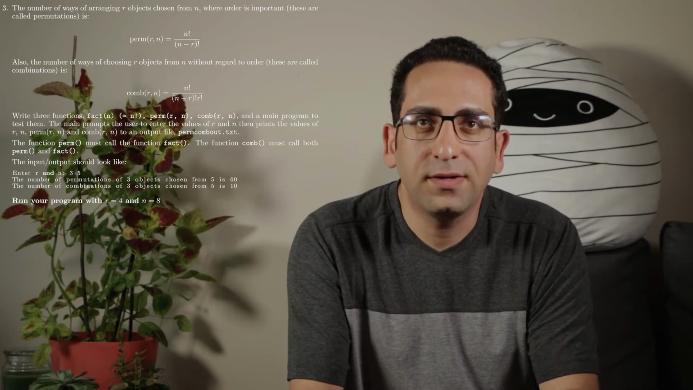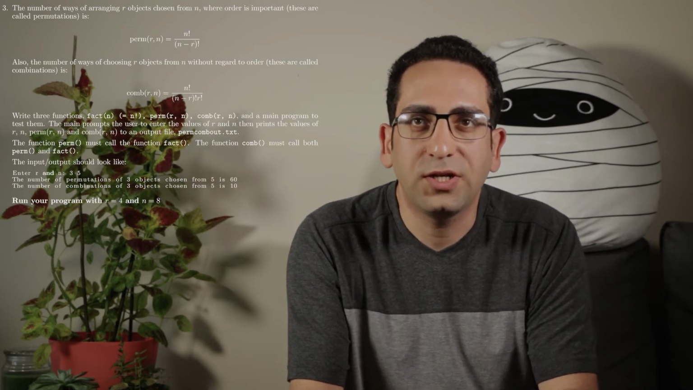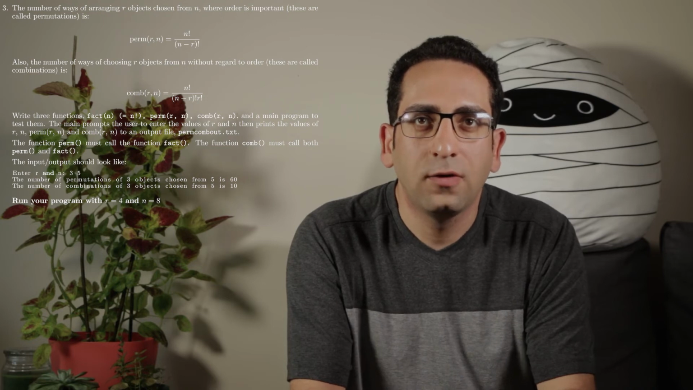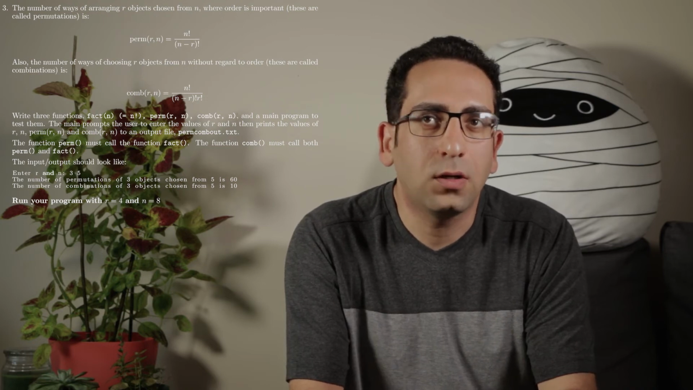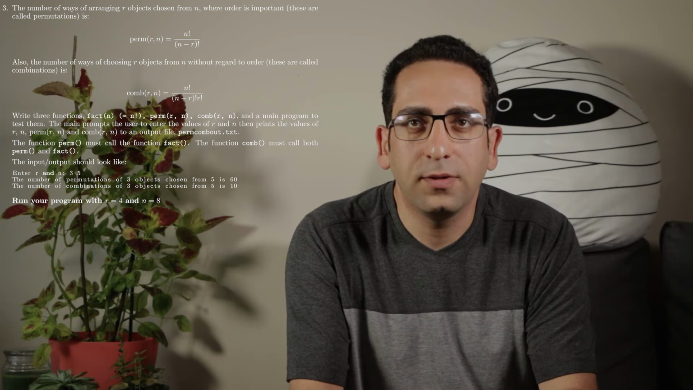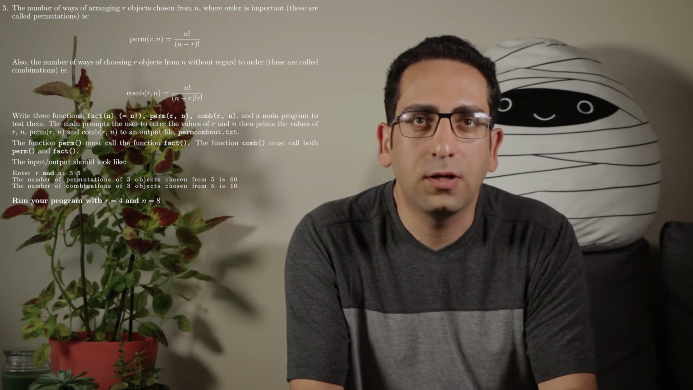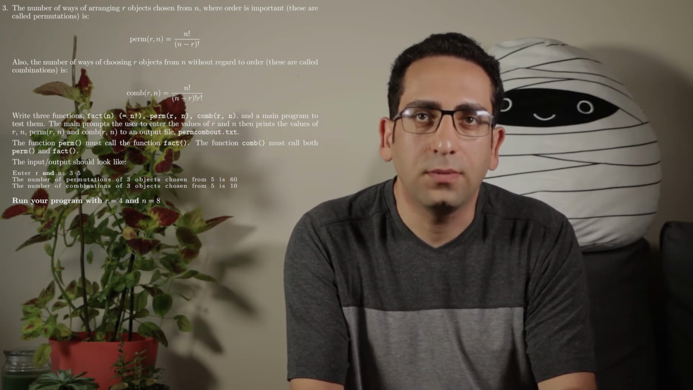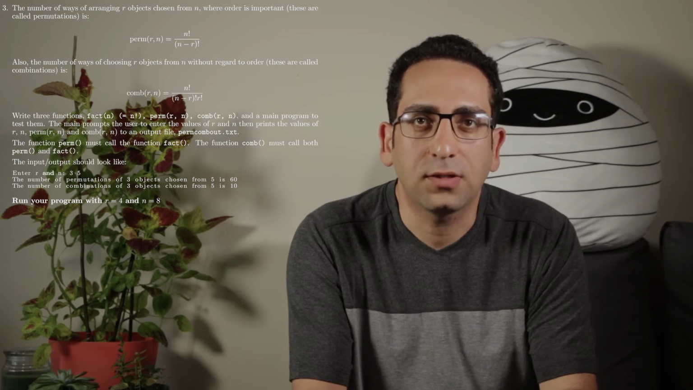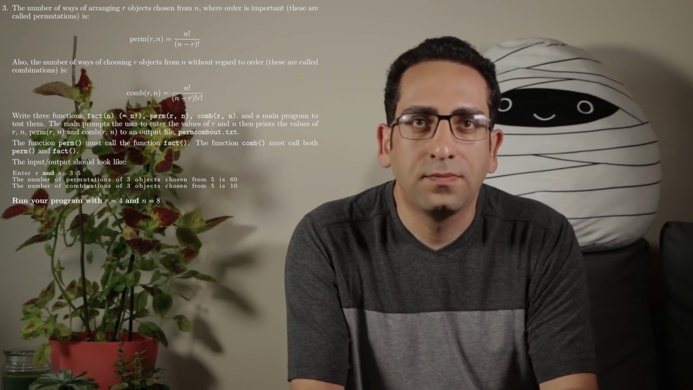The number of ways of arranging r objects chosen from n, where order is important, is called permutation. The formulation is available on the screen. Also, the number of ways of choosing r objects from n without regard to the order is called combination. Again, the formulation is available on the screen.